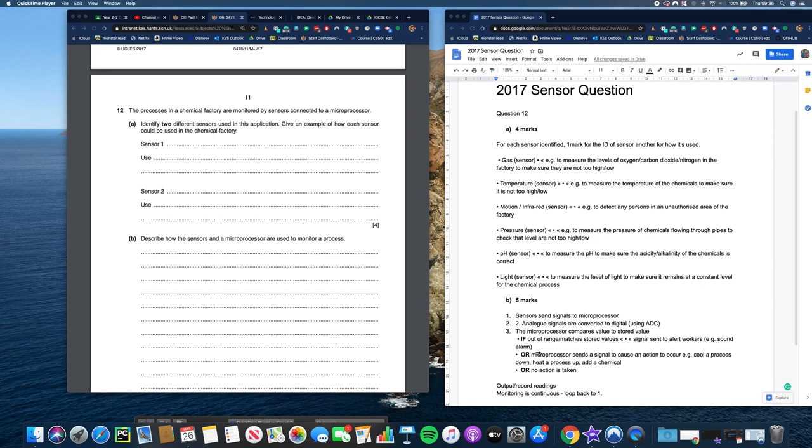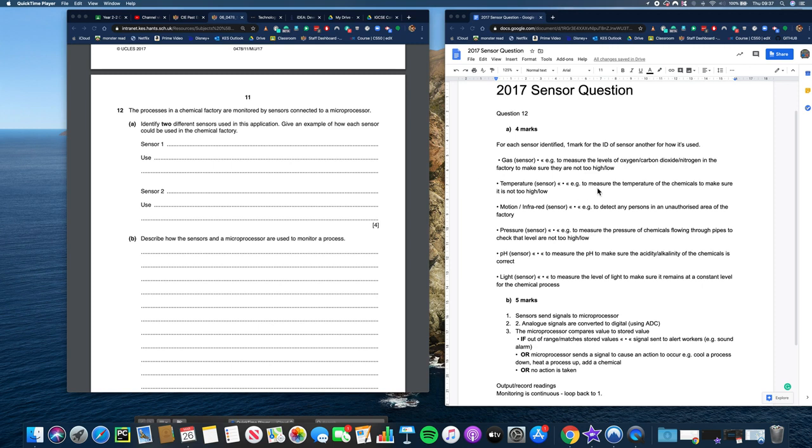It asks, identify two different sensors used in this application. So give an example of how each sensor could be used in the chemical factory. So on this side of the screen you'll see you've got gas sensor, temperature, motion or infrared, pressure or pH, light. So any of those that you choose, you get 1 mark for, and then the use of it.